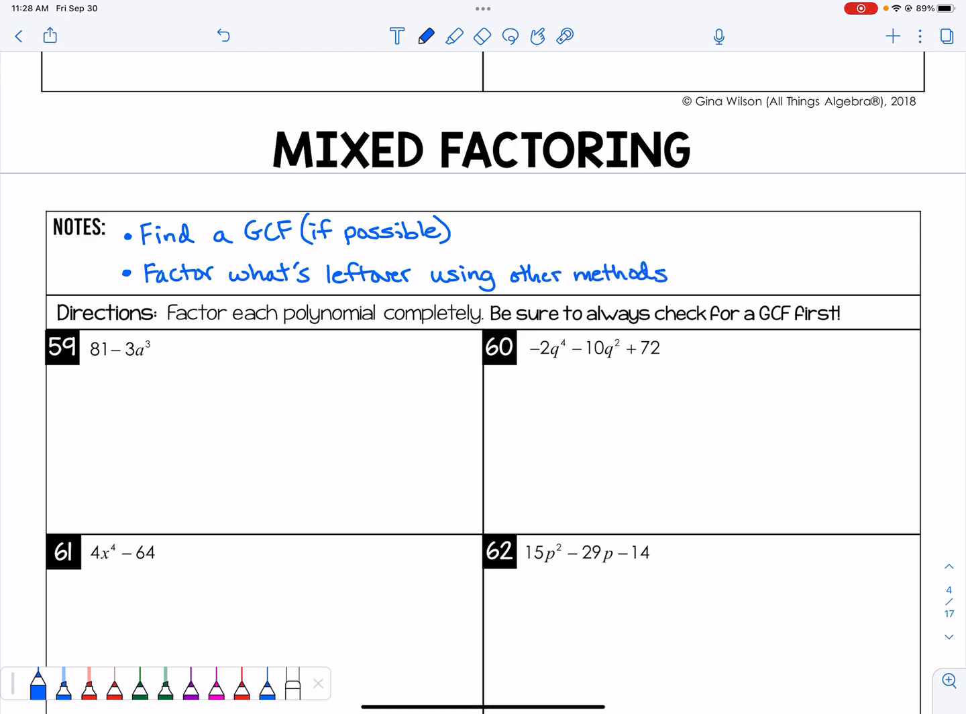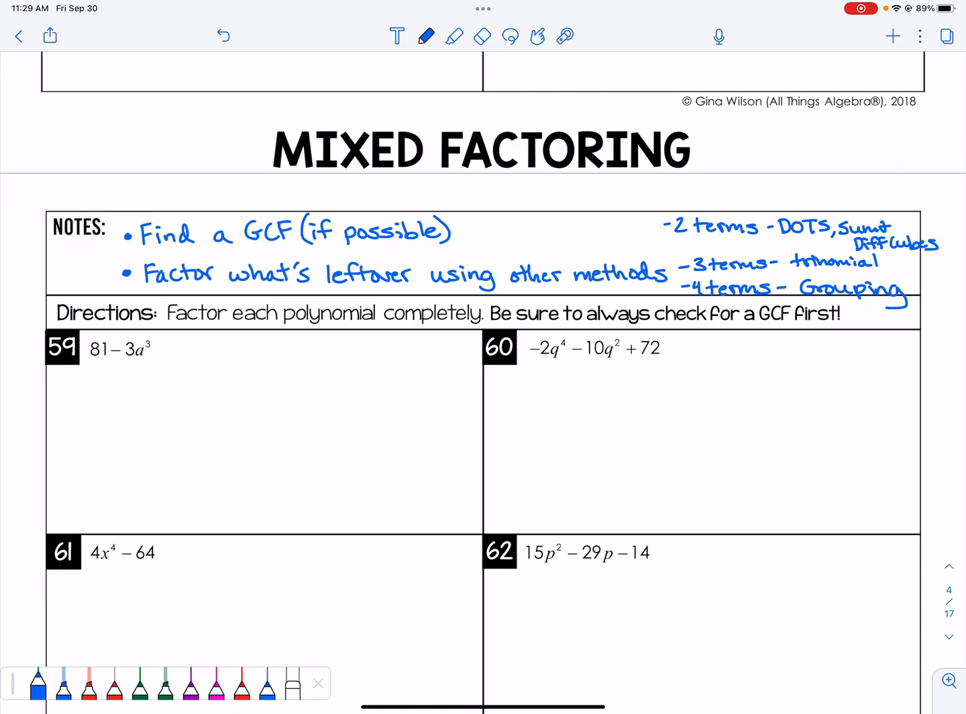Then using other methods, if it has two terms left, then you can only use difference of two squares or sum and difference of cubes. So those are the only two options you would have left at that point. And if you have three terms left, you can only factor those using the trinomial methods, whether a equals 1 or a is greater than 1. And if you have four terms, then you can only use grouping. So remember, those are your only options based off of how many terms you have left.